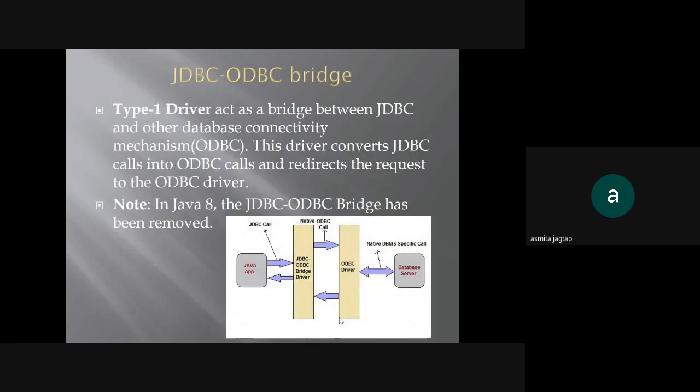What is the JDBC-ODBC bridge? The type one driver acts as a bridge. This JDBC driver is nothing but a middleware, acting as a bridge between your application and your database. Whenever a JDBC call is made from any app, it goes first to the JDBC-ODBC bridge driver, then it passes to the ODBC driver, and finally it connects with the data server. So there is always a JDBC and ODBC connectivity mechanism in between your Java application and database.